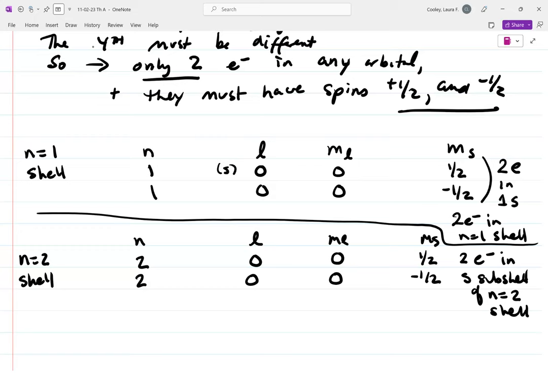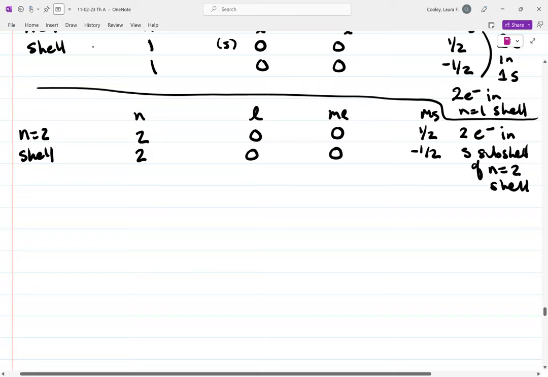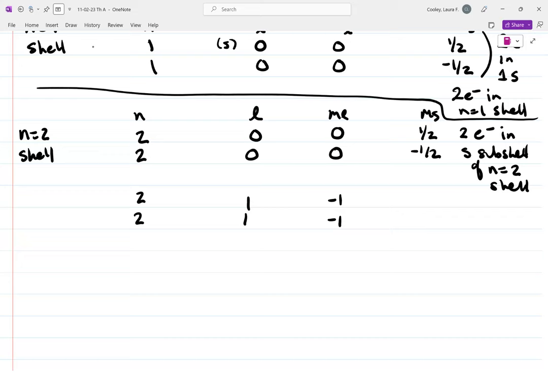Okay, but there's another subshell, right? What else could I put for l here? 1. And I could have m sub l as -1, and I could have 1/2 and -1/2. This is now the p subshell because l equals 1, so this is the 2p. But I have 3 different orbitals, right? I've got the dumbbell this way, the dumbbell this way, and the dumbbell this way. I have 3 different m sub l values. What are the other values of m sub l that are possible? Don't forget, you start with negative l. So -1, add 1, 0, until you get to positive l. So -1, 0, and +1.